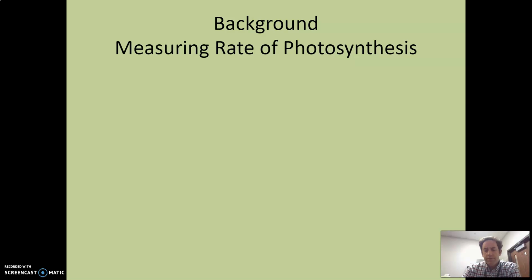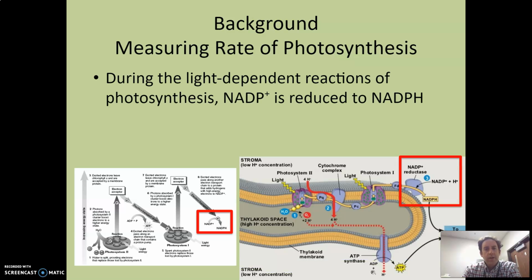To measure how fast photosynthesis is happening, we are going to be taking advantage of the light-dependent reactions of photosynthesis. So I want to highlight a key step here. You may recall that in the light-dependent reactions, light excites electrons. Those electrons are passed down this electron transport chain here. And then this electron in photosystem 1 is passed to NADP+ reductase. And there, NADP+ accepts the electron to become NADPH. And this NADPH is later used to actually build a carbohydrate out of CO2.